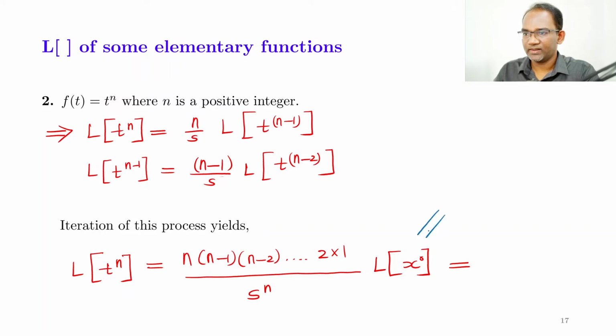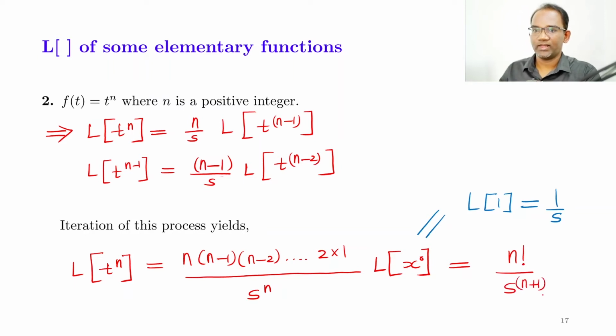And this is nothing but the Laplace transform of 1, and this is equal to 1 over s. Therefore, this is equal to n factorial over s power n plus 1. So the Laplace transform of t power n is n factorial over s power n plus 1.